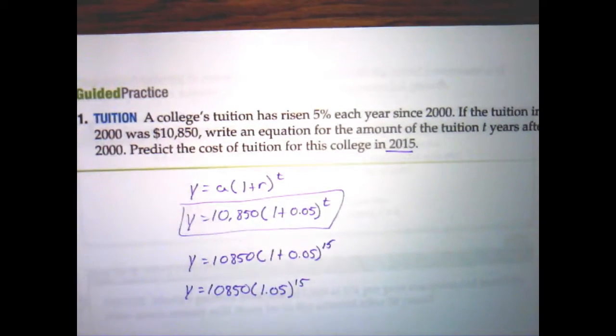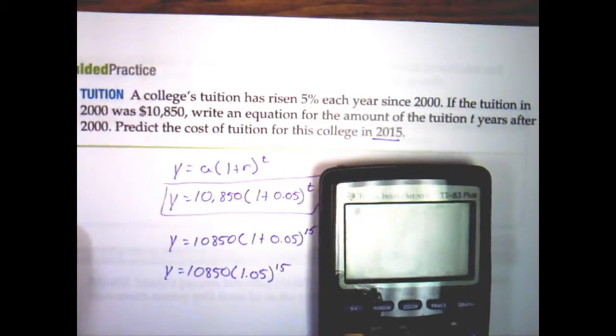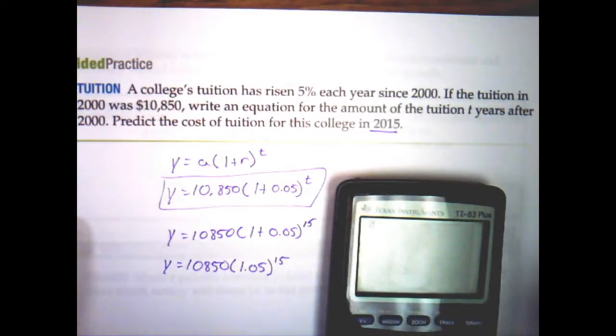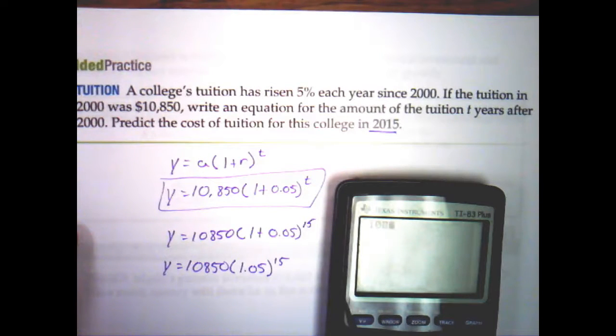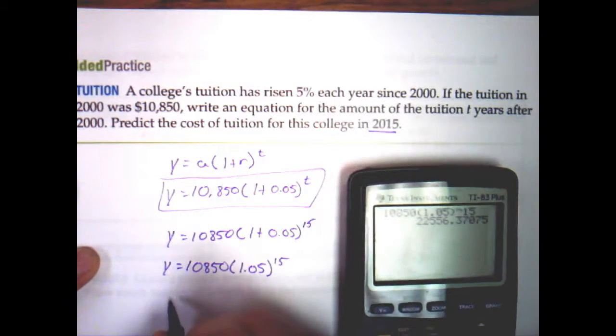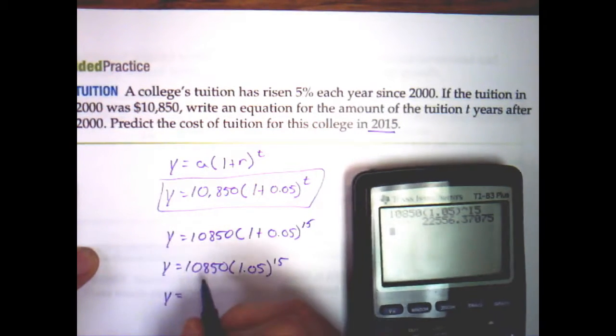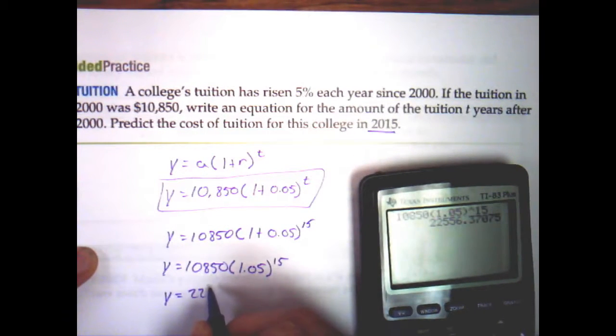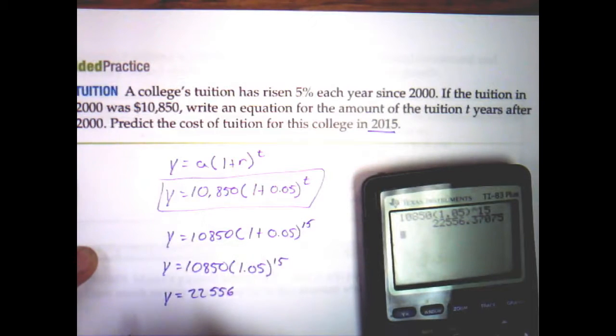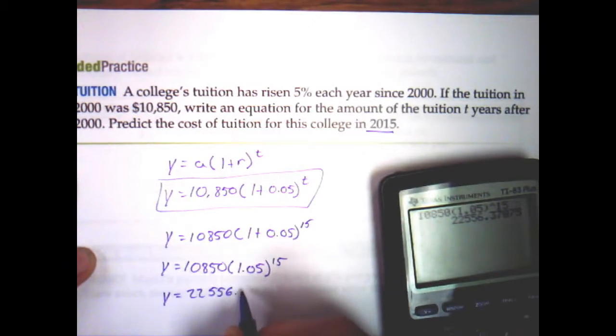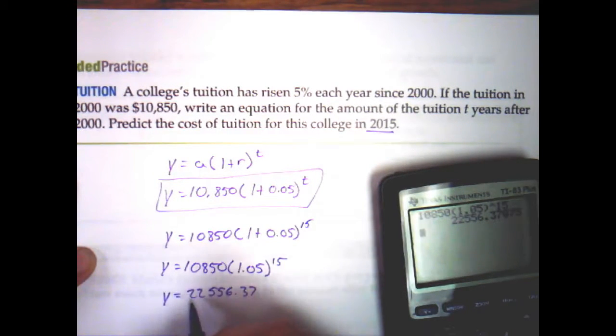This time I'm going to plug it all into my calculator, and I know my calculator is a little bit different than yours, but just to show you, 10,850 parentheses 1.05 all raised to the 15th power. That should be our answer. So y equals $22,556.37.